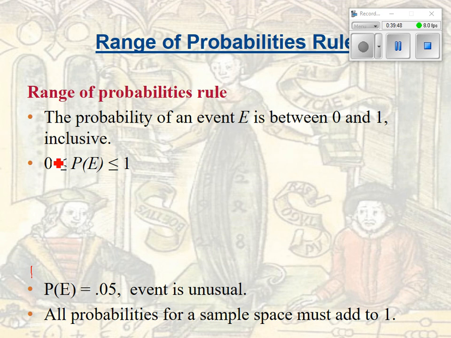Range of probabilities rule. Probability must always be, and this is written wrong, sorry. Probability is always from 0 to 1. It shouldn't say just between, because it's got to include 0 and 1. 0 means there's no chance of the event occurring. 1 means that the event will occur always or every time.